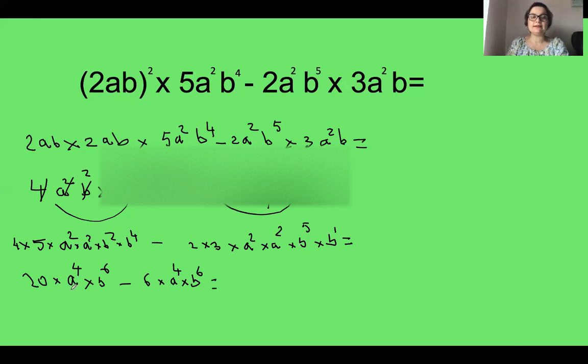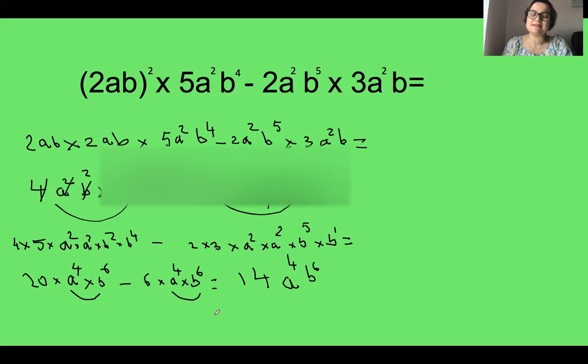We ended up with like terms. So a to the power of 4, b to the power of 6, a to the power of 4, b to the power of 6, and that means we can take away the like terms. So 20, take away 6 is 14, and the whole answer is going to be 14, a to the power of 4, b to the power of 6.